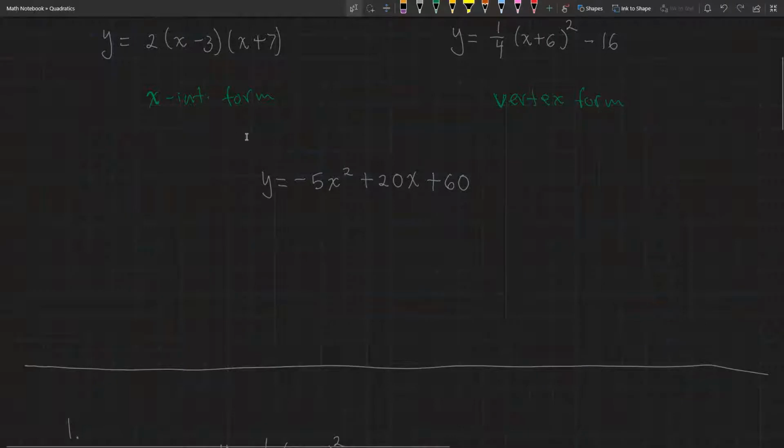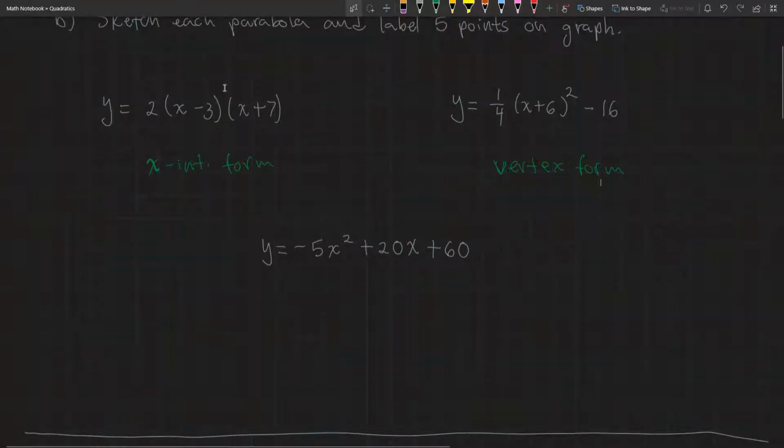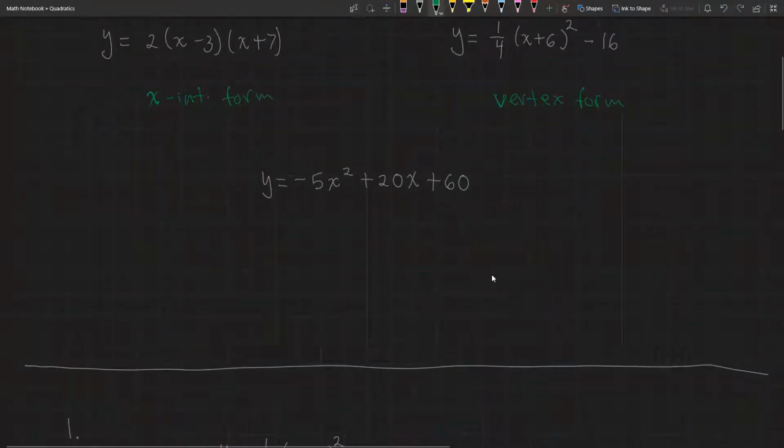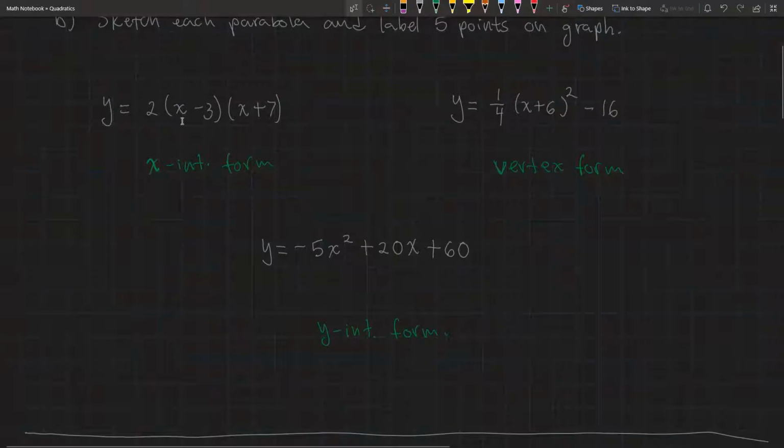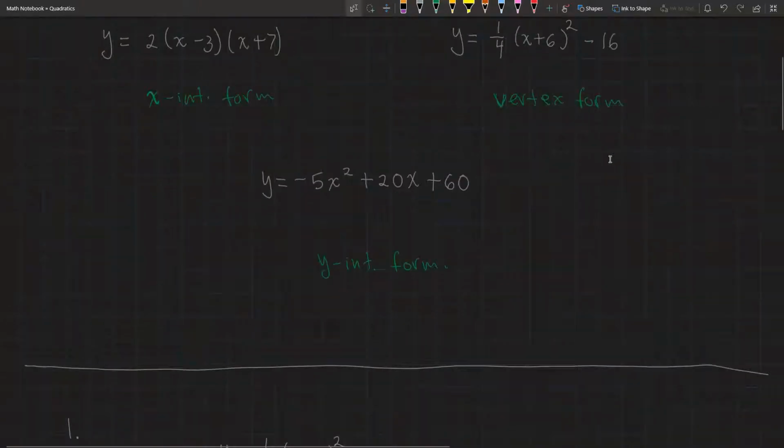And then the next one: it's not in x-intercept form, it's not in vertex form, it must be in y-intercept form. And that's because the y-intercept is the easiest thing to find in this form. You just plug in x equals 0. X equals 0 in this equation gives the y-intercept 60. X-intercept form means you plug in y equals 0, so you get x equals 3 and x equals -7. And vertex form happens when the something squared is equal to 0. So the vertex is -6, comma -16.